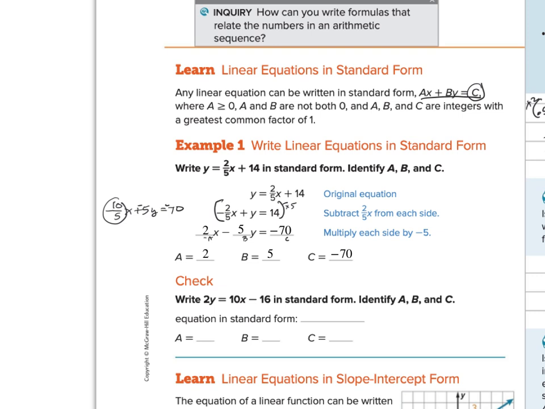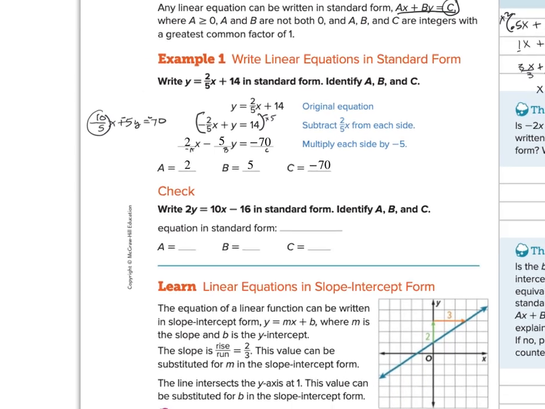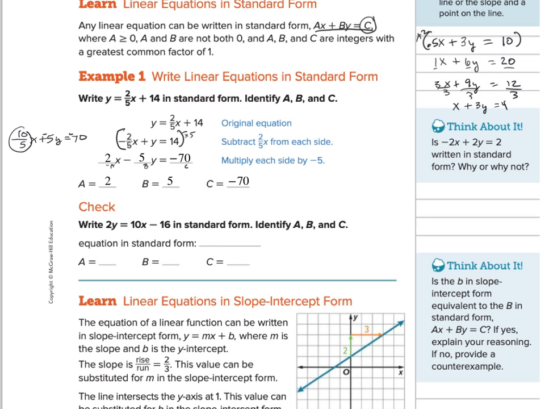Now, graphing later on, we find out standard form has its benefits. So being able to do that. So writing here in standard form, we have 2y equals 10x minus 16.